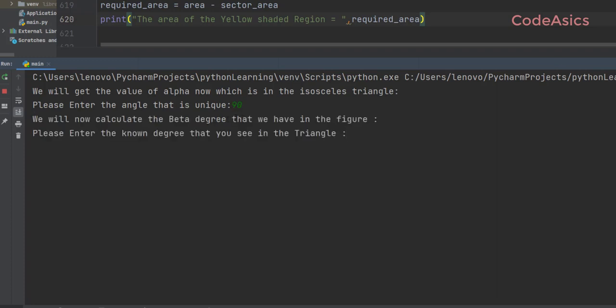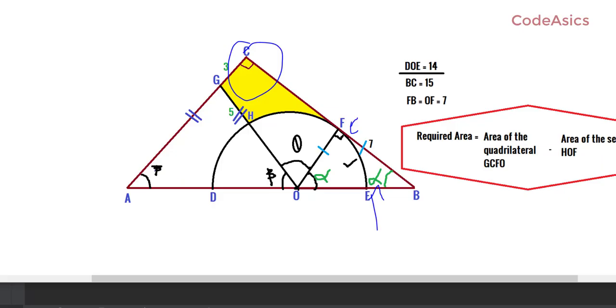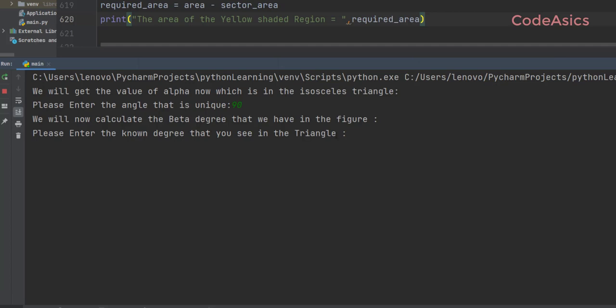We will now calculate the beta degree that we have in the figure. So how are we calculating beta? Beta plus alpha plus this angle at C, 90, will be equal to 180. So from 180 you take away this angle at C along with the angle at alpha. That will give me beta. So please enter the known degree that you see in the triangle. So that's 90 degrees, right?